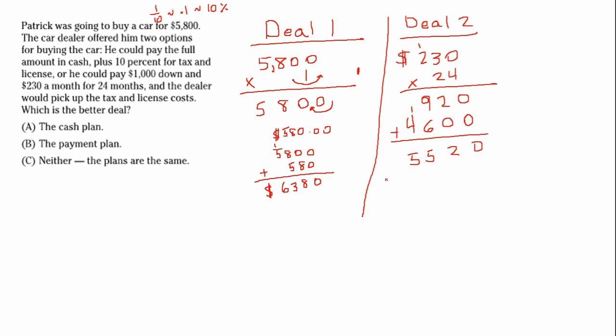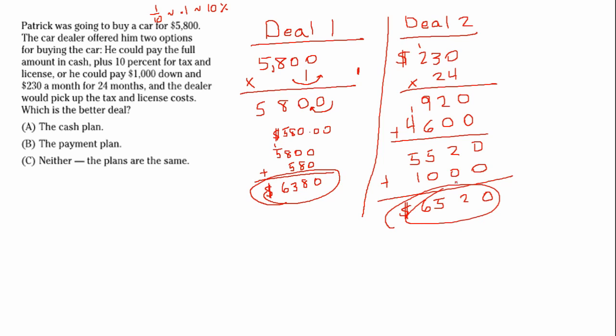Remember, he put $1,000 down, so let's add 1,000 to that. 0 plus 0 is 0. 0 plus 2 is 2. 0 plus 5 is 5. 5 plus 1 is 6. So for this deal number 2, he paid a total of $6,520. Okay, 6,380 is less than 6,520, so we know deal 1, or the cash plan, is cheaper.